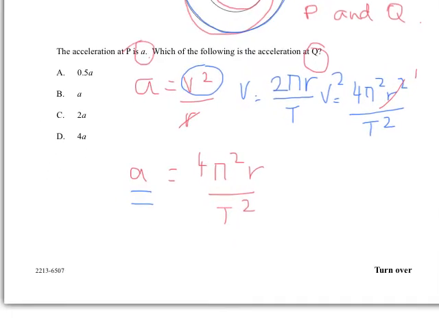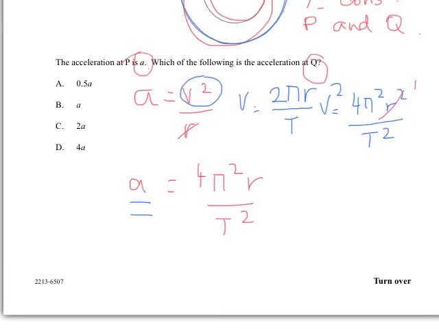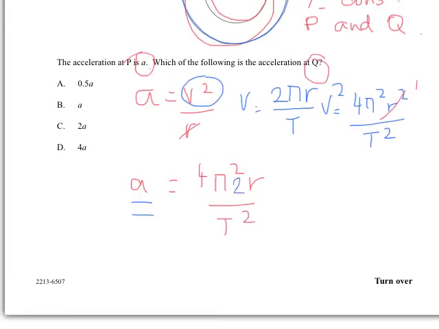Well, let's have a look at our formula. If we double the radius, the only thing that's going to happen to the acceleration is that it will double as well. So the answer is C.